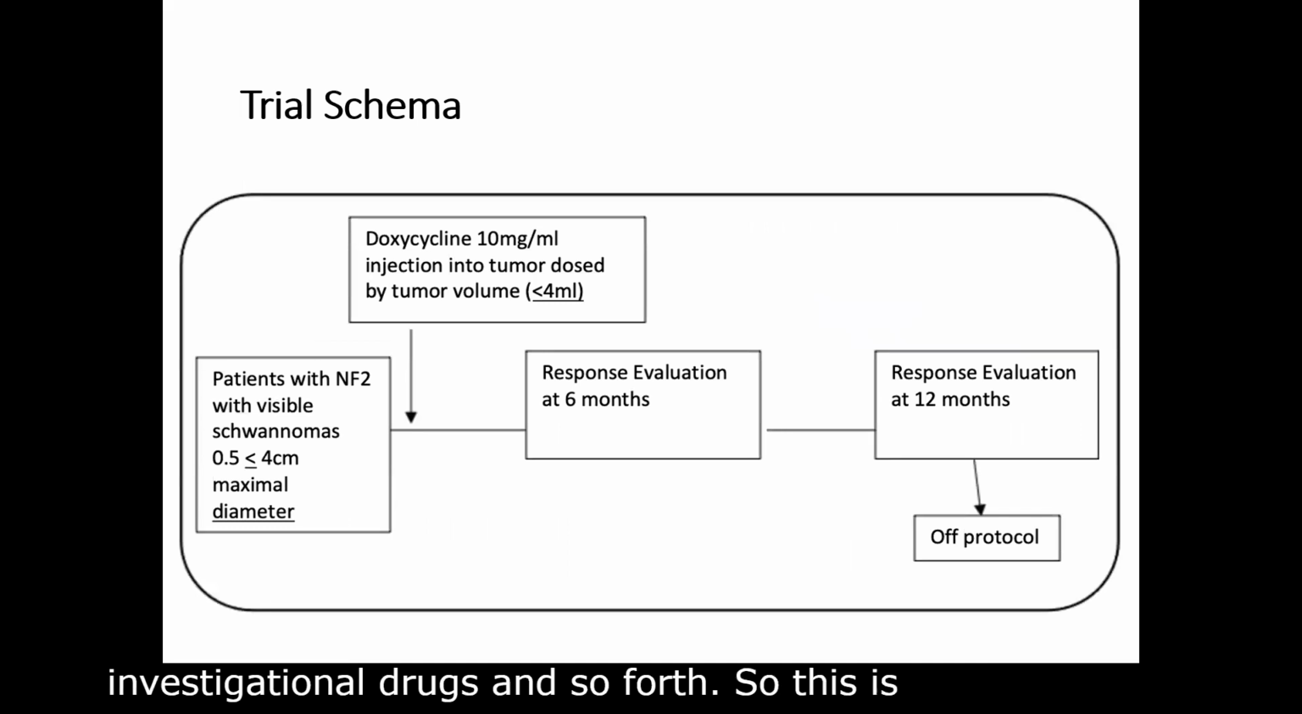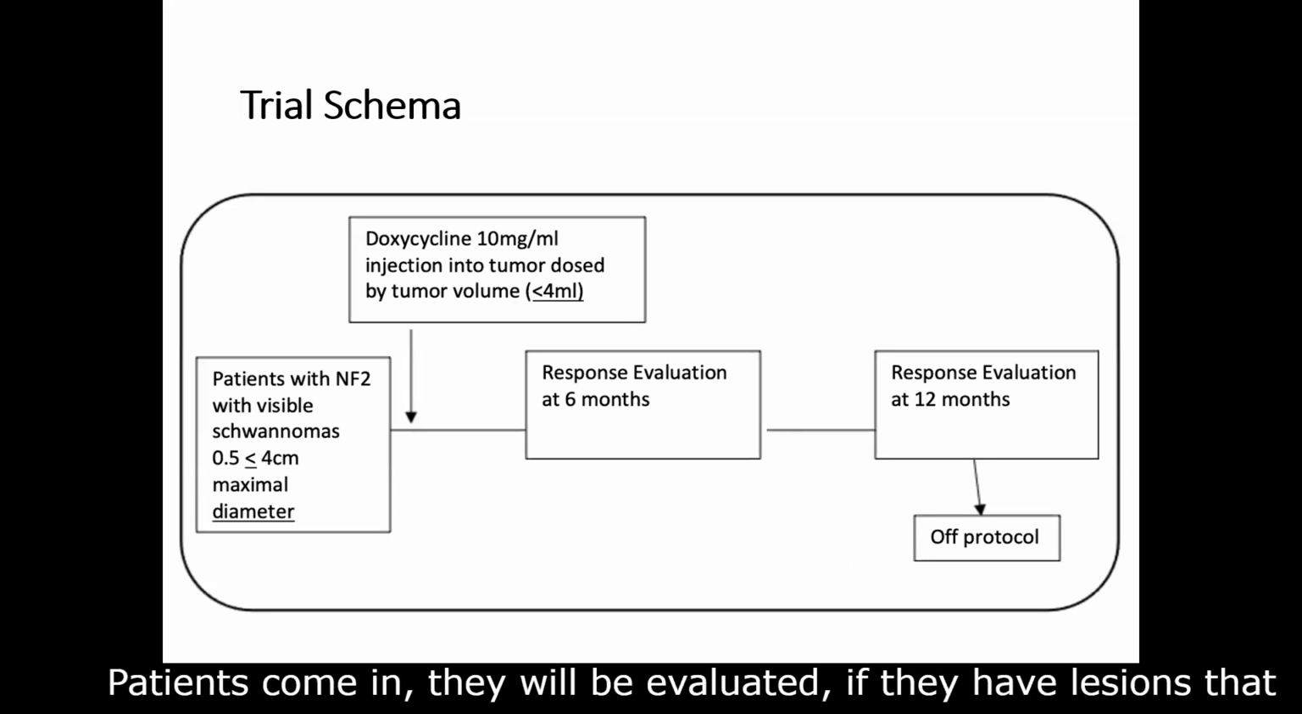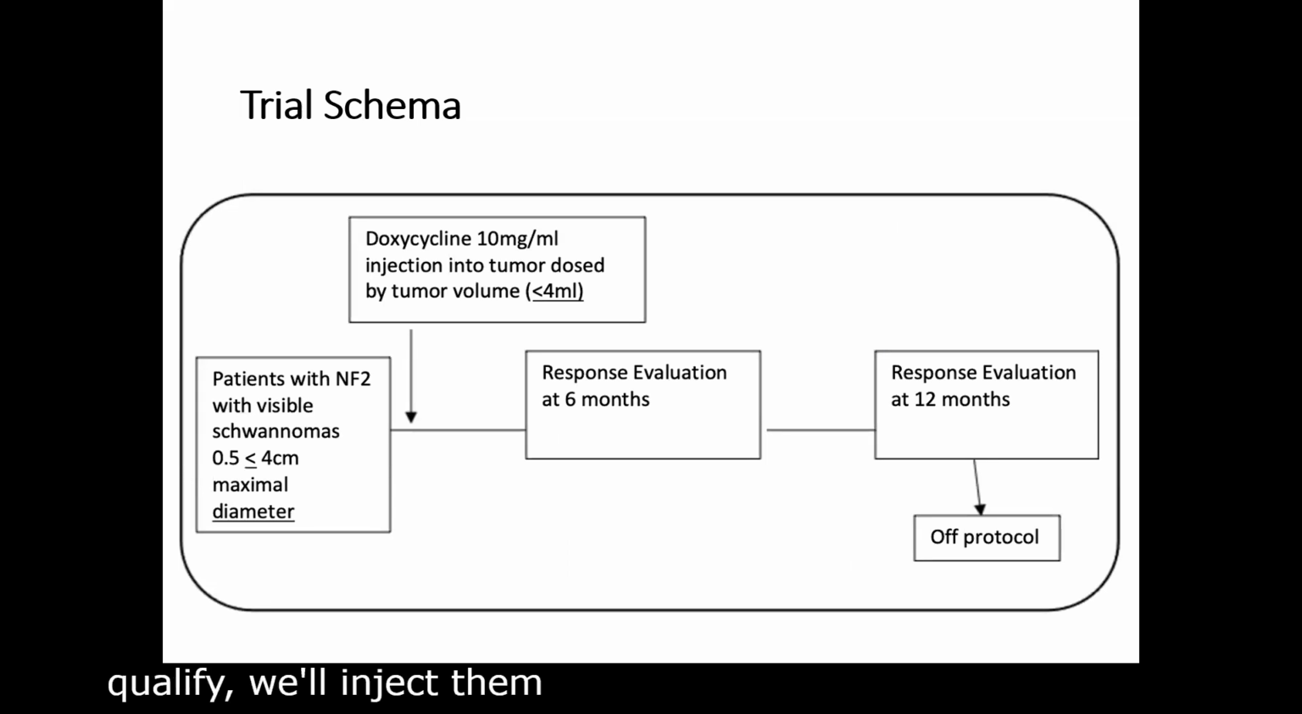So this is the simple schema. Patients come in, they will be evaluated, and if they have lesions that qualify, we'll inject them with doxycycline, and we'll get a response evaluation at 6 months. We'd also like to see how they're doing at 1 year.